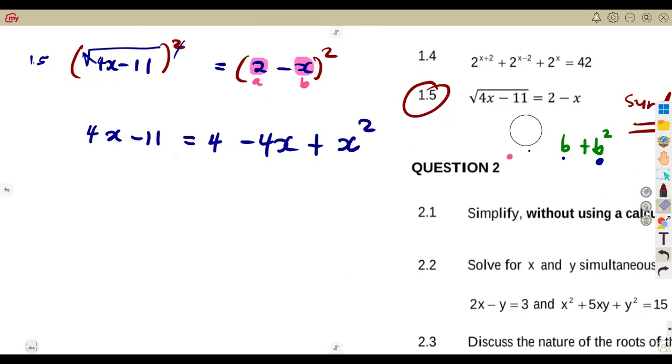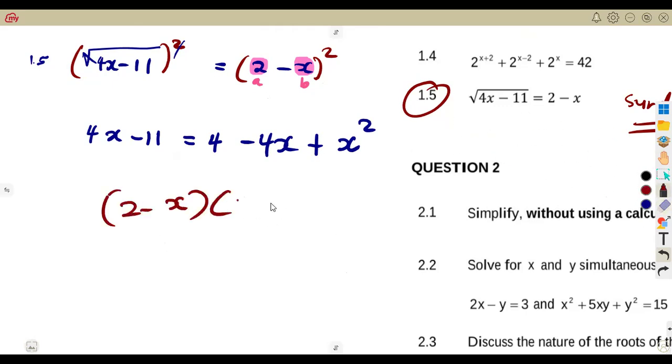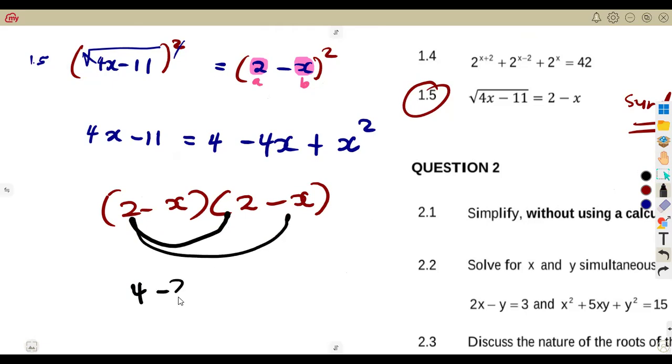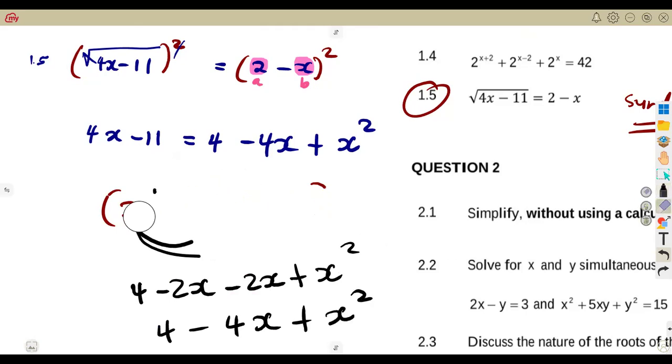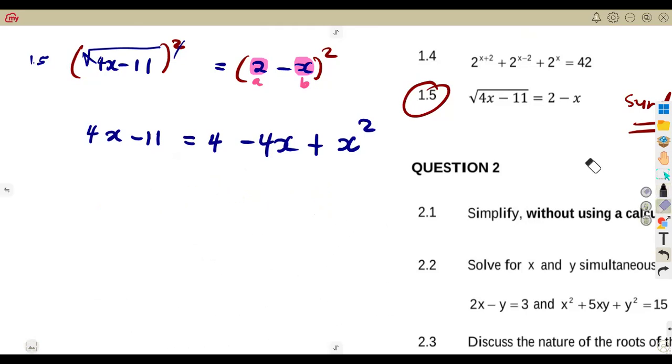So know your identities. If you do not understand this, use your FOIL method. Using the 2, multiply everything. 2 times 2 here, it's going to be 4. 2 times minus x, which is minus 2x. You are done with the 2. You move on to minus x. Minus x multiplies the minus x. That is going to be a plus. Minus, minus, so it's going to be plus x squared. So as you can see, we're going to have 4 minus 2x minus 2x. That's a minus 4x. So that's minus 4x plus x squared. Using the expansion of brackets, identities are also there.